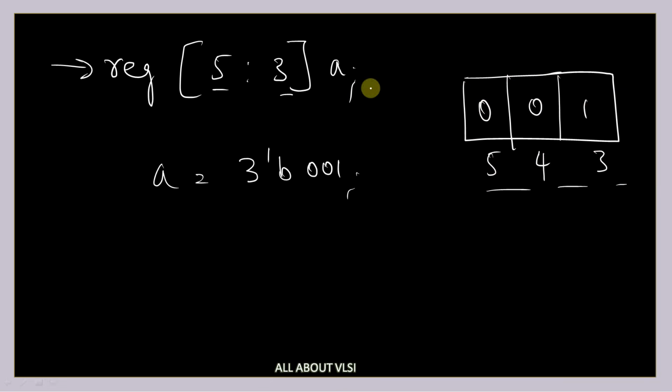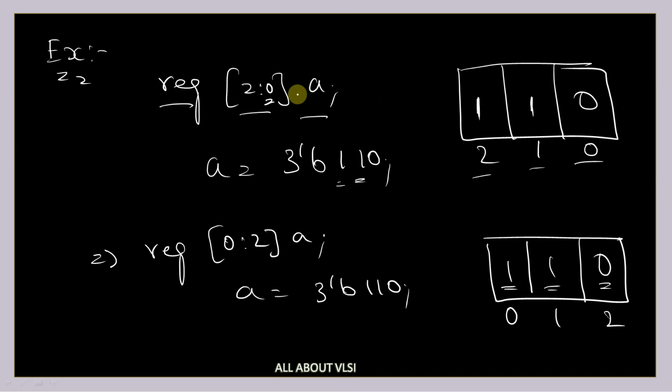Okay, but normally you are not going to use this type of indexing because it will be confusing. This is the standard type of indexing where your LSB is going to have the lower index value and MSB is going to have the higher index value. This is the standard type of representing your vectors and your indexes.